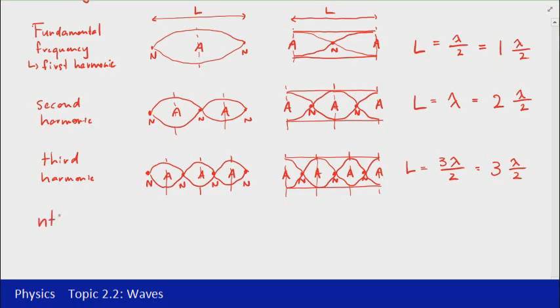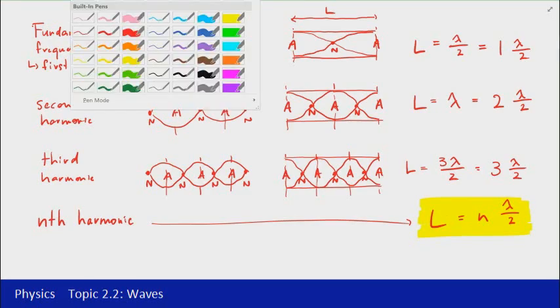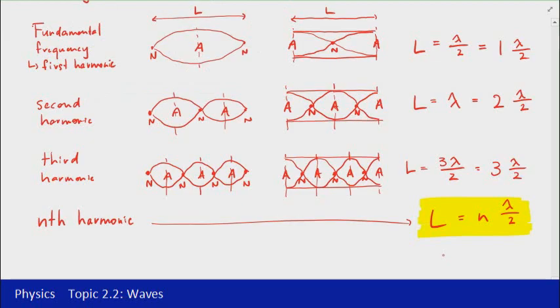So generalizing this, for the nth harmonic, the length is going to be given by n lambda on 2. If we know what harmonic is being played on a string or an open-ended air column, and we know something about the frequency, we could then figure out the wavelength, and we can figure out the length of the air column. So we can link all those ideas together. Keep in mind that you can also tie that back into the equation v equals f lambda. If we know lambda here, we've got lambda there as well, so we can link those two equations together.